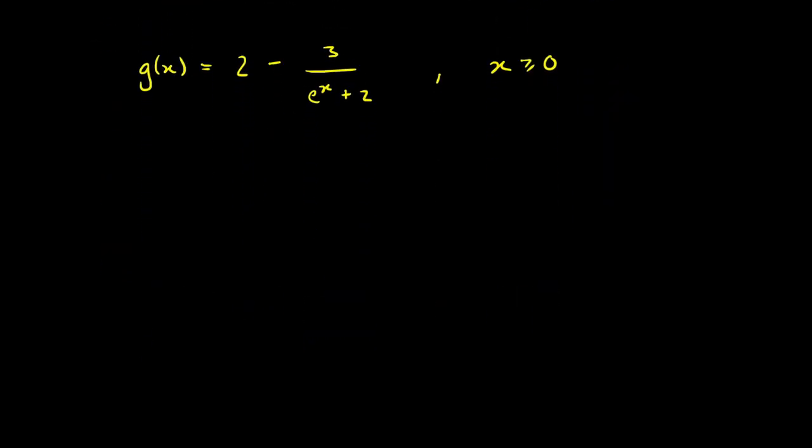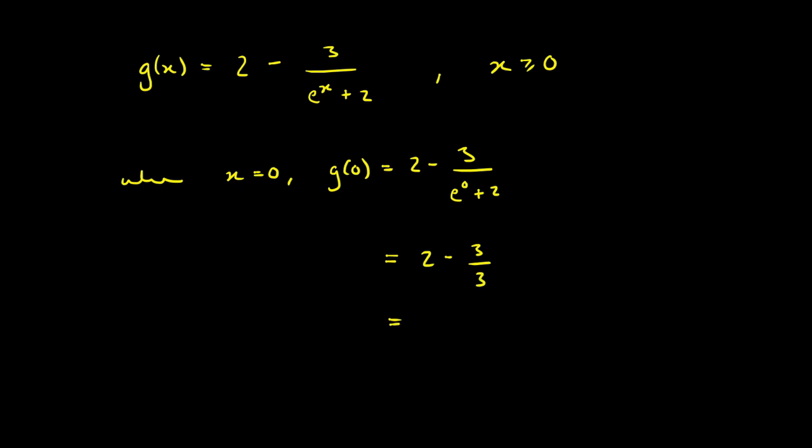Well, what's going to happen when x is 0? When x is equal to 0, then g of 0 is going to be 2 minus 3 over e to the power of 0 plus 2. Well, what's e to the power of 0? It's 1. So we've got 2 minus 3 divided by 1 plus 2, which is 3. So 2 minus 1 is 1. Right, so when x is 0, the y value is going to be 1.